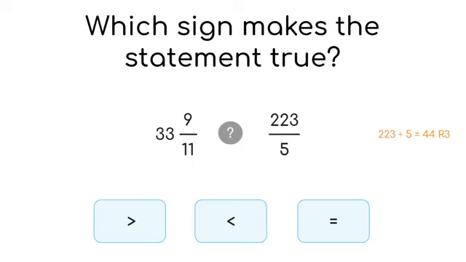223 divided by 5 is equal to 44 remainder 3. That means that 5 goes into 223 44 times with 3 left over. So we can write 223 over 5 as the mixed number 44 and 3/5. Now we're ready to compare these. Let's start with the whole number parts. 44 is bigger than 33, so we know that 33 and 9/11 is less than 44 and 3/5. Great job! Let's try another one.